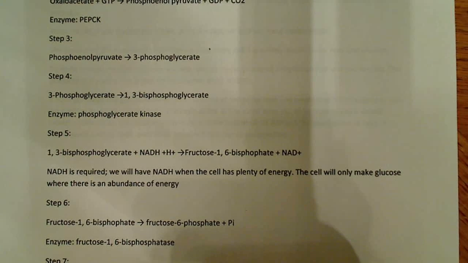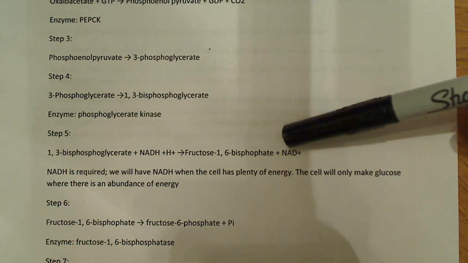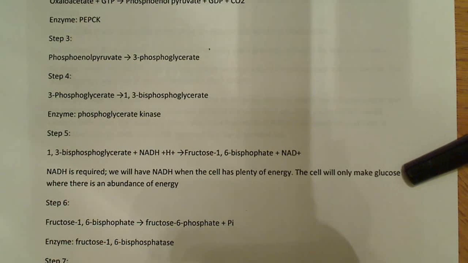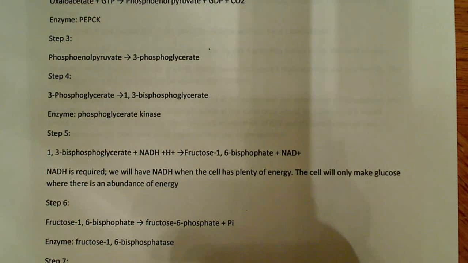Well, NADH is only found under energy favorable conditions. So when the cell has a lot of energy, there's a lot of ATP, everything's going well, then you have excess NADH, which is a reduced electron carrier in this case. And that's going to produce fructose 1,6-bisphosphate. So I have a little note here that says NADH is required.